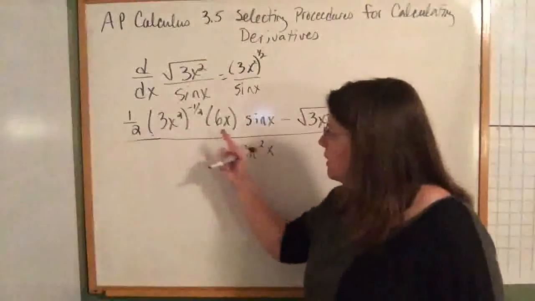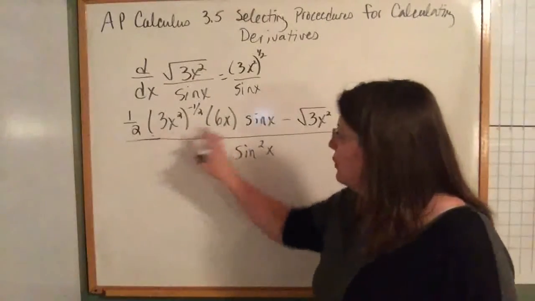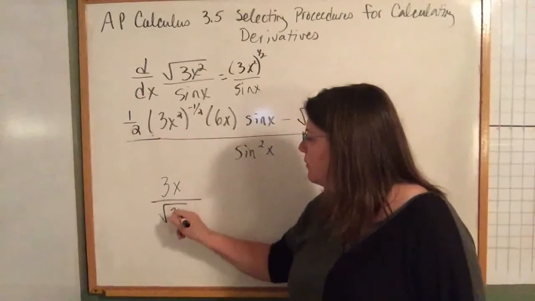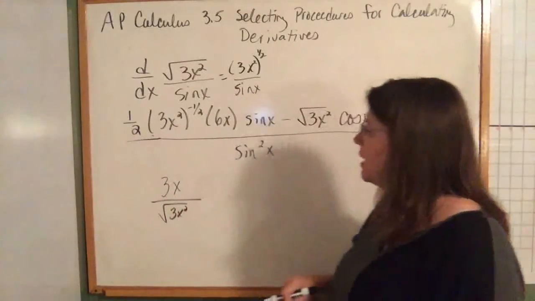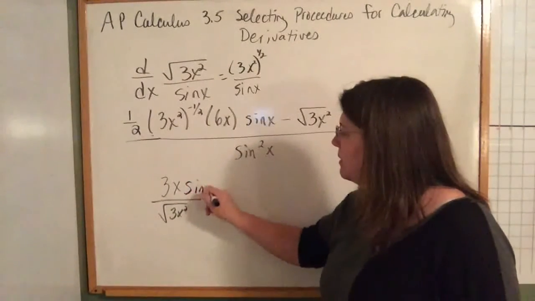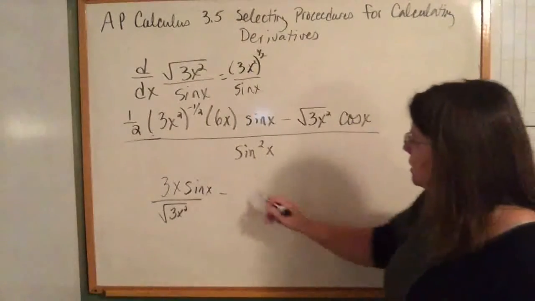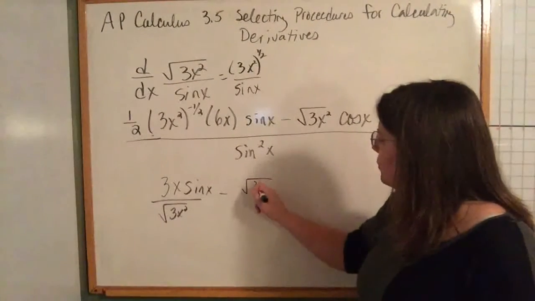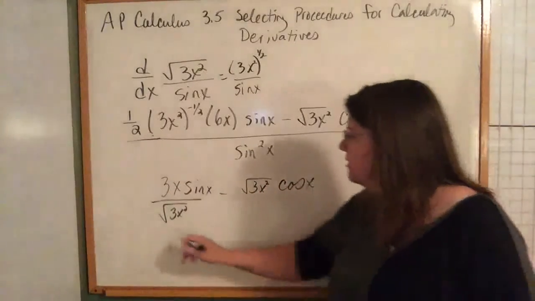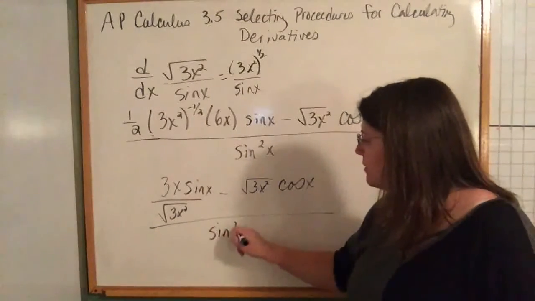Then I'm going to simplify whatever I can. So looking over here, the 2 goes into the 6 3 times. So I've got a 3x over the square root of 3x squared. I can put that on the bottom. And then that sine x goes to the top. Minus square root of 3x squared cosine x. And that's all over sine squared x.